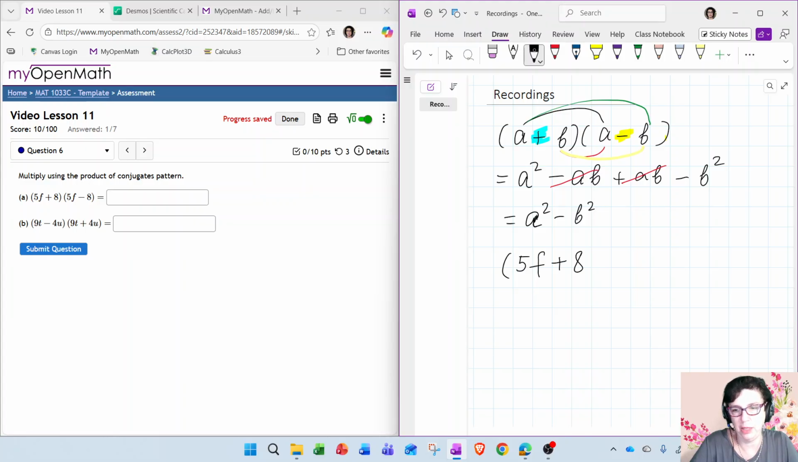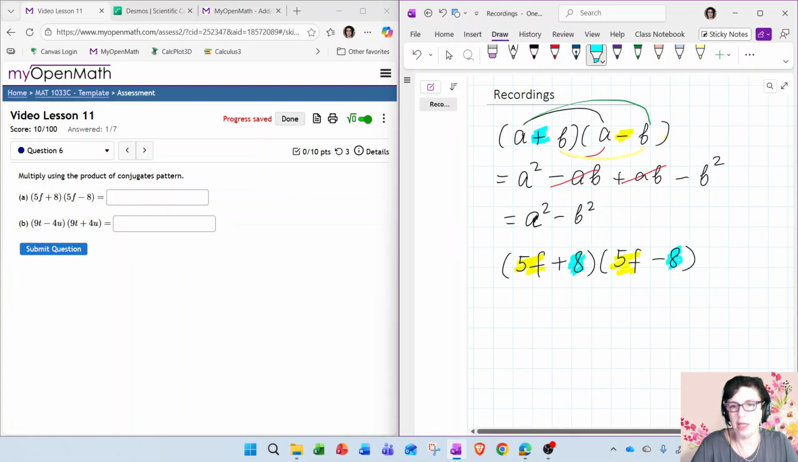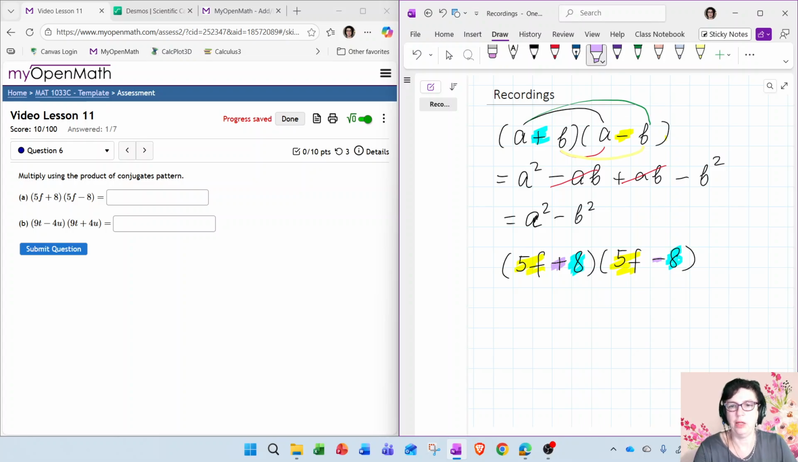5f plus 8 multiplied by 5f minus 8. Does it fit the pattern? Meaning that the first term should match. The second term should also match, yes. And then the sign should switch. We've got a plus and a minus. That fits the pattern. All we have to do is multiply the first term by itself, in other words, square it. What is 5f squared? We're going to talk about that in a second. Then there is a minus, right? This is a minus. And then we're squaring the 8, which is 8 times 8 is 64.